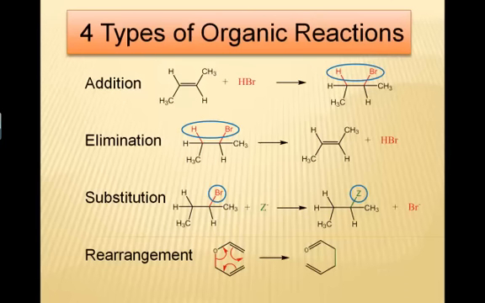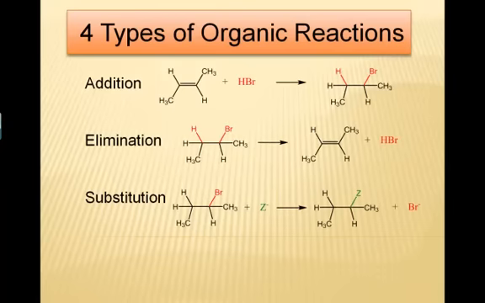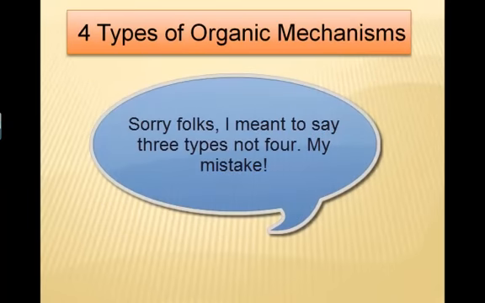So we have addition, elimination, substitution, and rearrangement. I hope you can see that the names of these reactions really do describe exactly what happens. In this class, we're only going to cover addition, eliminations, and substitutions, so you don't have to worry about rearrangements. If the type of the reaction is what happens, the mechanism for the reaction is how it happens. A mechanism is the step-by-step process of bond breaking and bond making that happens during an organic reaction. We're going to talk a lot about reaction mechanisms as well.